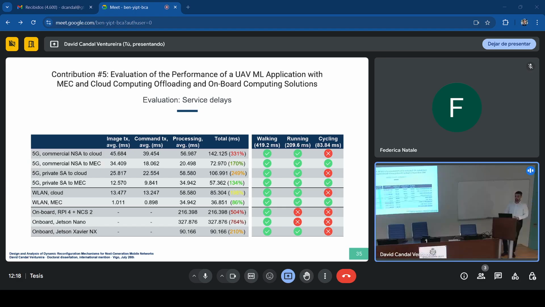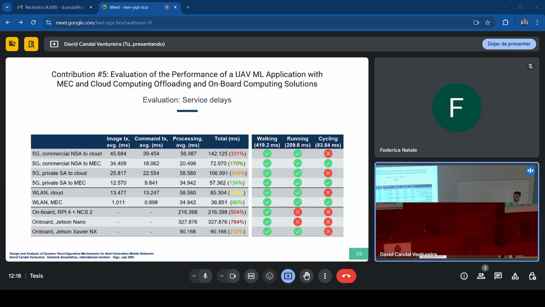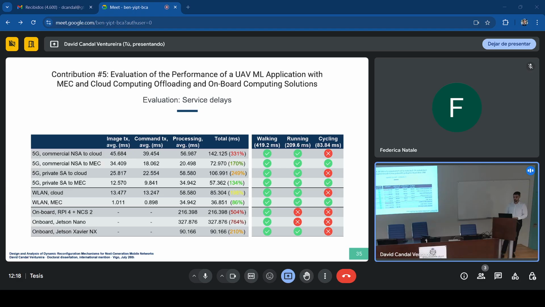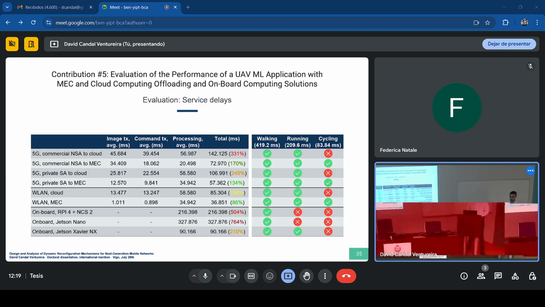And comparing the private and commercial network, we see that the private network performs significantly better, with a reduction of around 20 milliseconds in the transmissions. And as I mentioned before, this is mainly because while in our network all the elements are collocated, in the commercial network the traffic is transmitted from Vigo to Madrid. Regarding onboard computing, only one of the boards outperforms cloud results, while the other two perform even worse than offloading in cloud computing and edge computing.